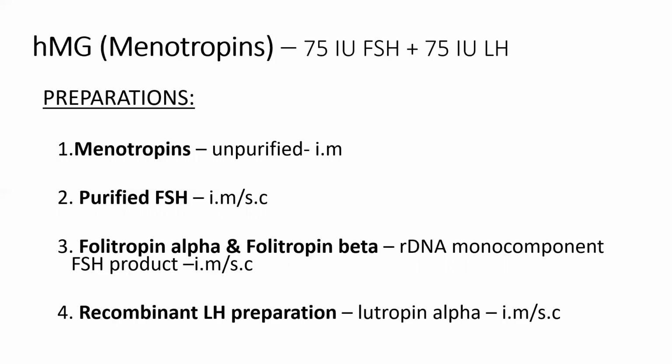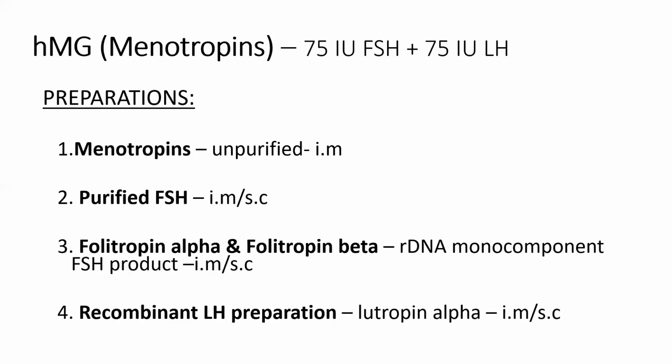The dose of the menotropins is 75 international units of follicle stimulating hormone and 75 international units of luteinizing hormone. And coming to the follitropin alpha and follitropin beta. These are the recombinant DNA monocomponents. They are available as follitropin alpha and follitropin beta of follicle stimulating hormone. The route of administration of follitropin alpha and follitropin beta is intramuscular and subcutaneous.